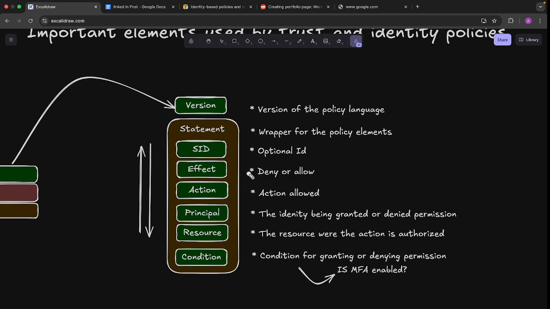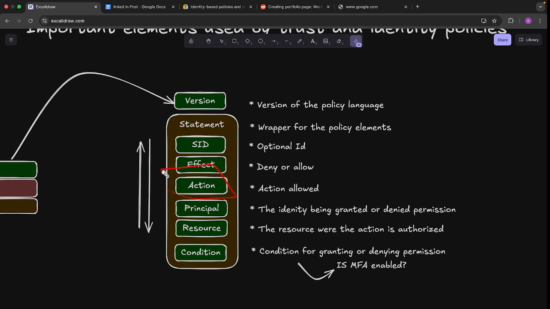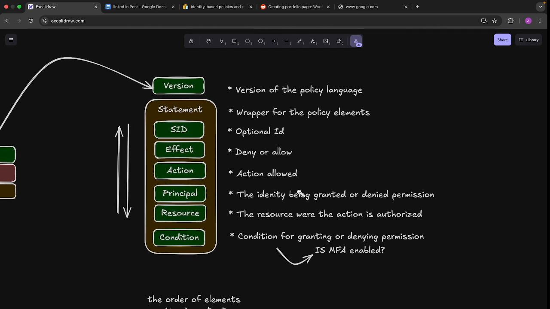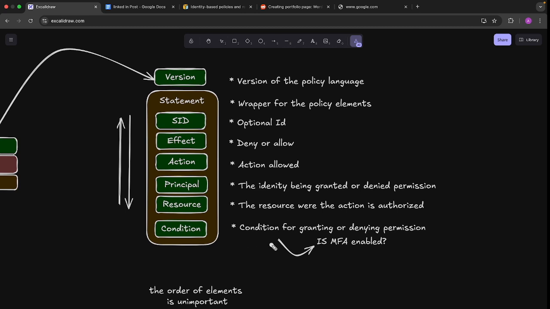The effect. So every policy can either deny or allow a specific identity from doing a specific action, which is our next element. The action element just defines the actions that we are allowing or denying to be done on that resource. Now, the policy needs to know who exactly is getting either approved or denied for these actions, and that is defined in the principal, our next element. The principal element is used to define the identities the policy applies to. The resource element is used to define the resource in which the actions can take effect.